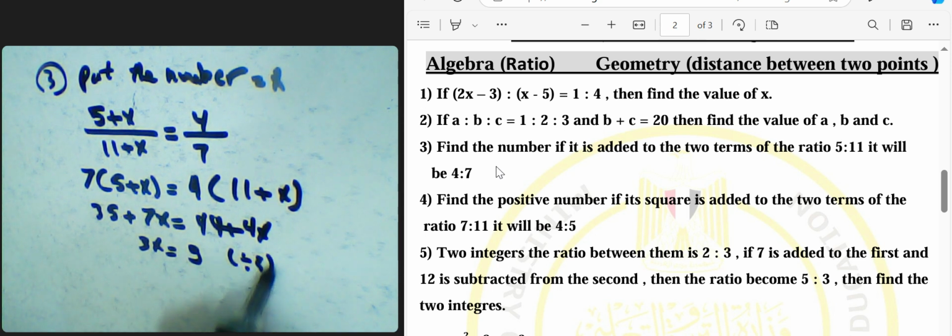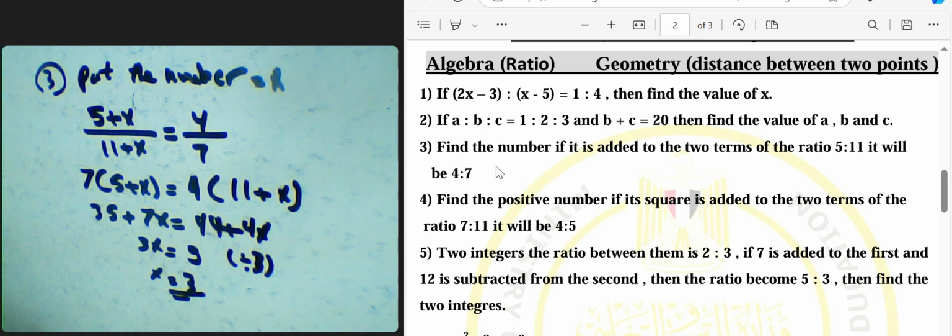And then you can divide by 3 to find the value of x. Then the value of x here will be 3. Okay, then the number will be equal to 3. This is the number. The number will be equal to 3. Now question number 4.